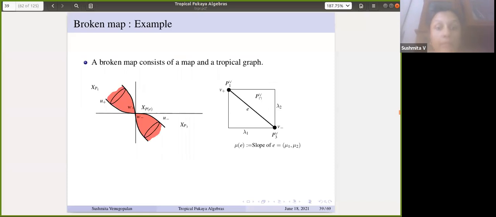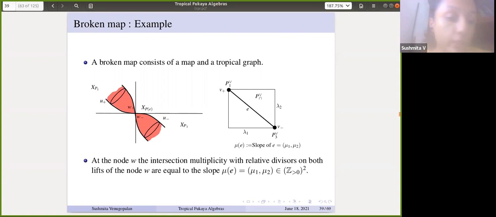And additionally, an important property of the tropical graph is that to each nodal point, we know their intersection multiplicities with relative divisors, which are the same on both sides. So at a node, the intersection multiplicities with relative divisors are equal, and that number, this mu1, mu2, gives the slope of the edge in that tropical graph.